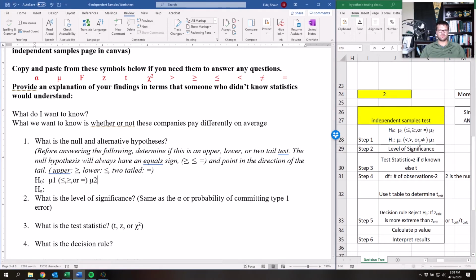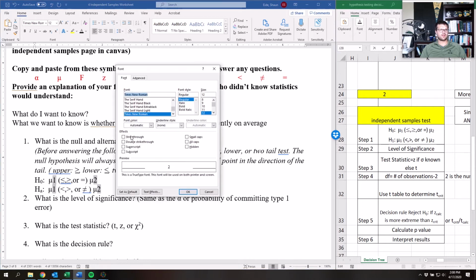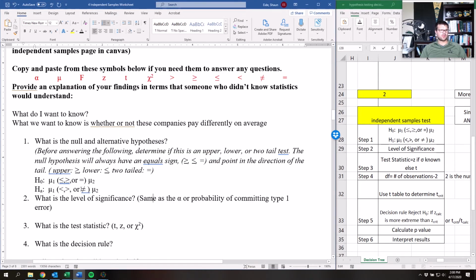let's do this, Control C, Control V, and then Control C, Control V. And let's make this subscript: home, font, subscript, and press OK. So we've got mu1 is less than or equal to, what is it that we want to know?